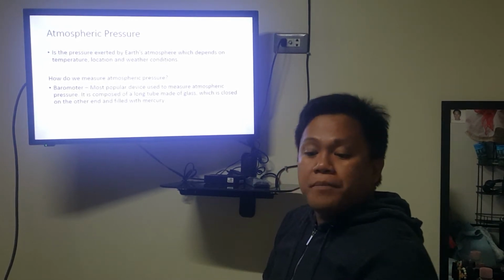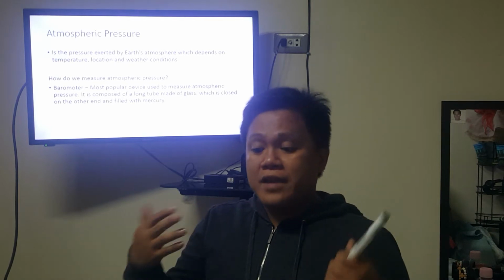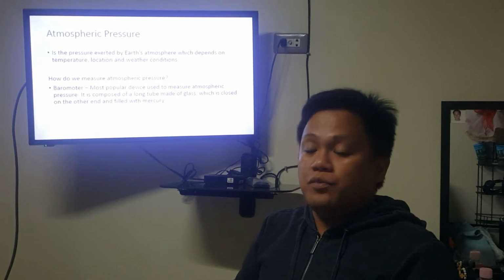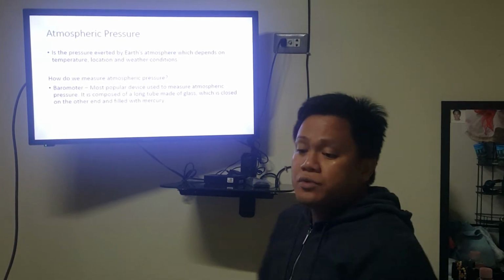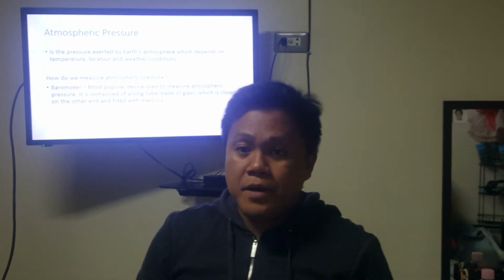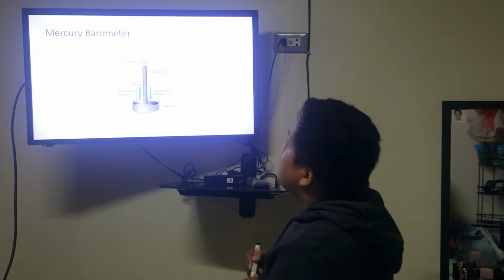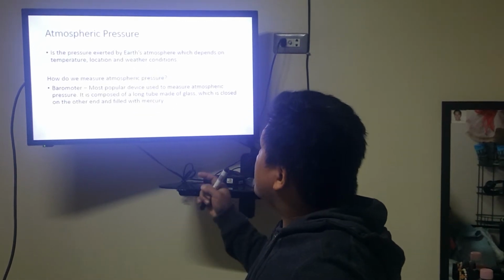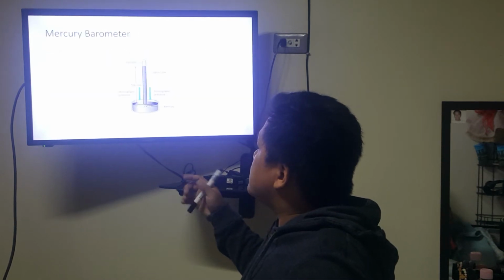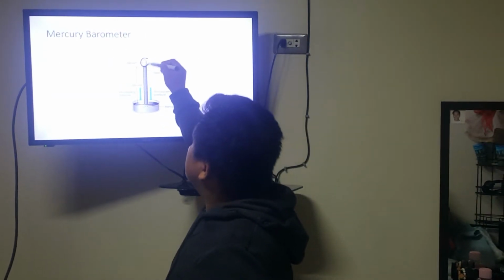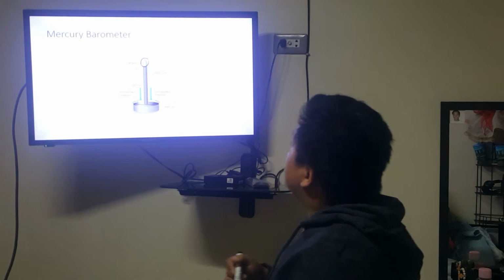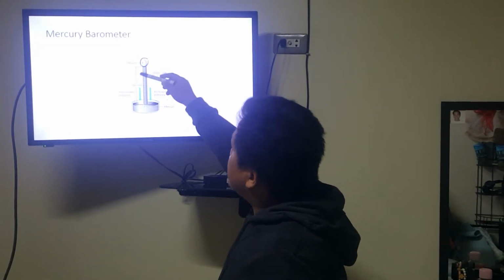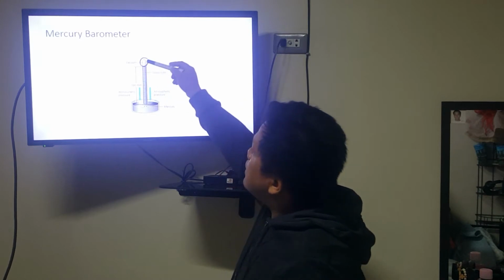It is composed of a long glass tube which is closed on one end and filled with mercury. So what does a barometer look like? This is what they mean by filled with mercury, and then the other end is this. Okay, so the glass tube, the atmospheric pressure, this is the mercury, and this is the pressure. It rises, so that's the back.